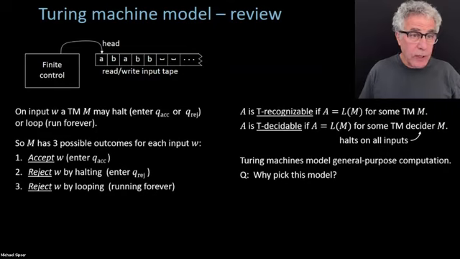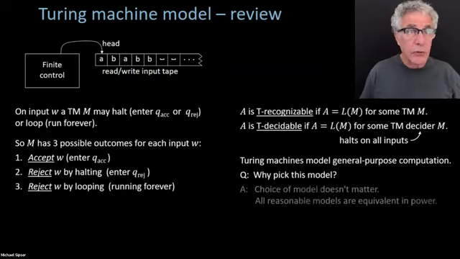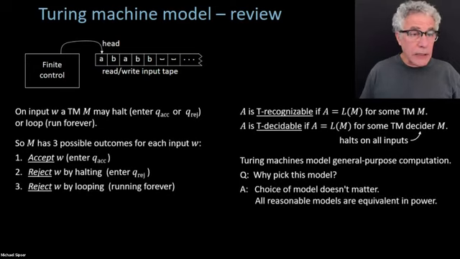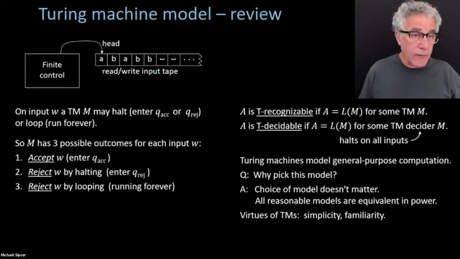Why Turing machines? Why didn't we pick something else? Well, the fact is it doesn't matter. And that's going to be the point of this lecture. All reasonable models of general purpose computation, unrestricted computation in the sense of not limited memory, all the models that we've ever encountered have been shown to be equivalent to one another. And so you're free to pick any one you like. And so for this course, we're going to pick Turing machines because they're very simple to argue about mathematically.